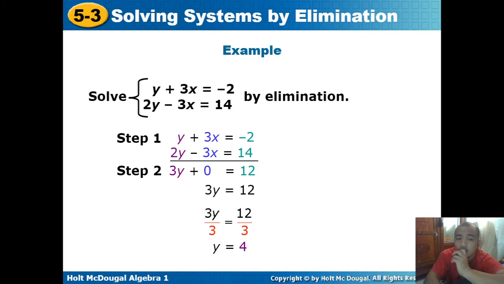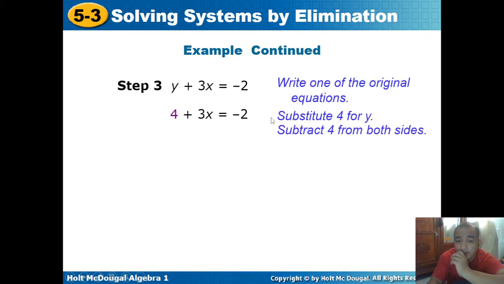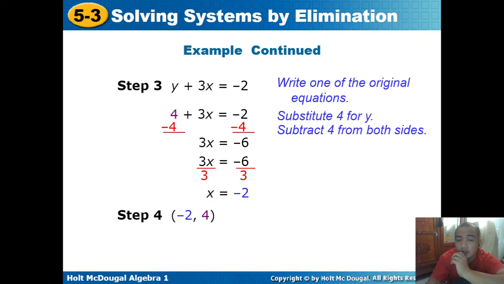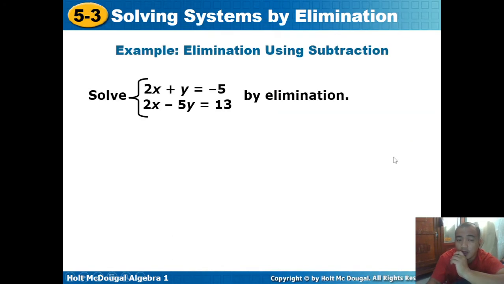So 2 times 4, 8. 8 plus 6. So 14, correct. 14 equals 14. So our answer is correct, negative 2, 4. Next, using elimination. Elimination using subtraction.